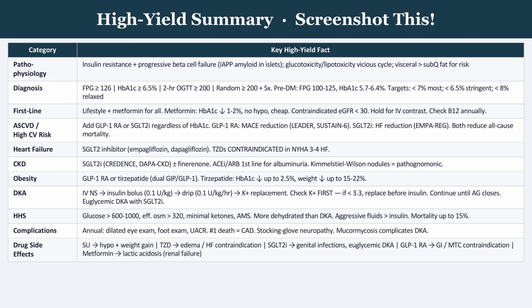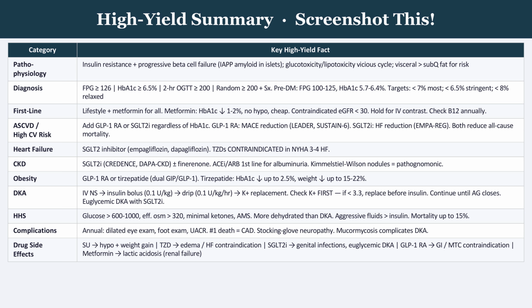You start with lifestyle and metformin for everyone. Then you build around the comorbidities: cardiovascular disease or high CV risk, GLP-1 RA or SGLT2 inhibitor; heart failure, SGLT2 inhibitor; chronic kidney disease, SGLT2 inhibitor; obesity, GLP-1 RA or tirzepatide.